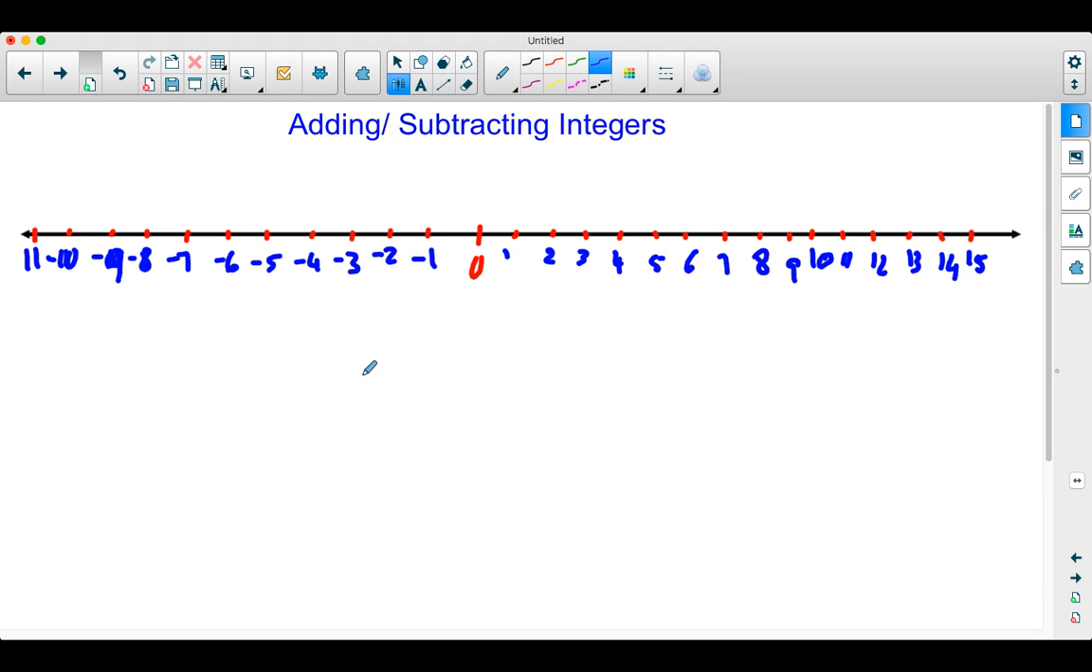Hello class, we are going to learn to add integers. Now, before I move further, I want you to see that if you have a situation like this, 3 minus 2, this is the same as 3 plus negative 2, okay?